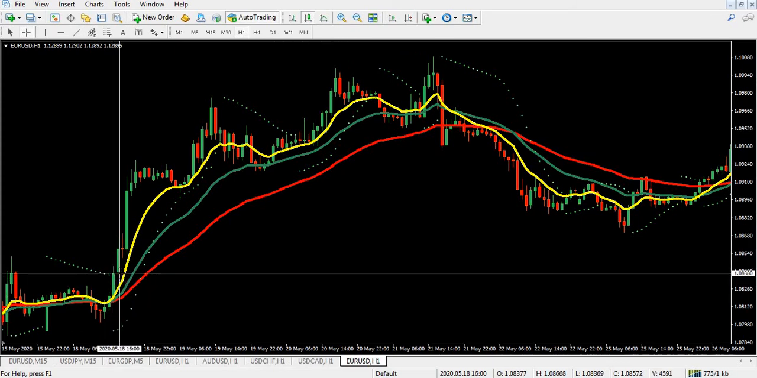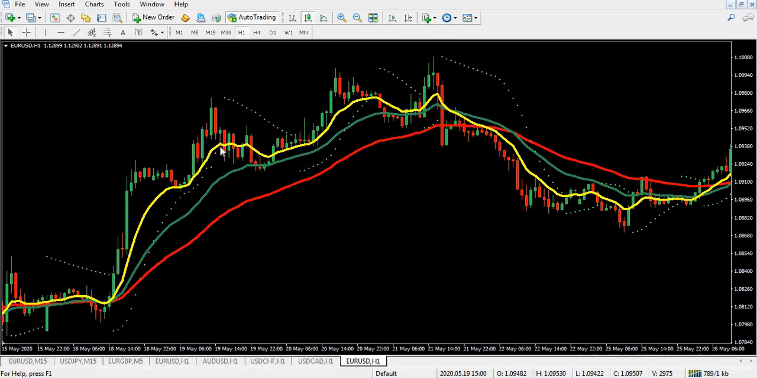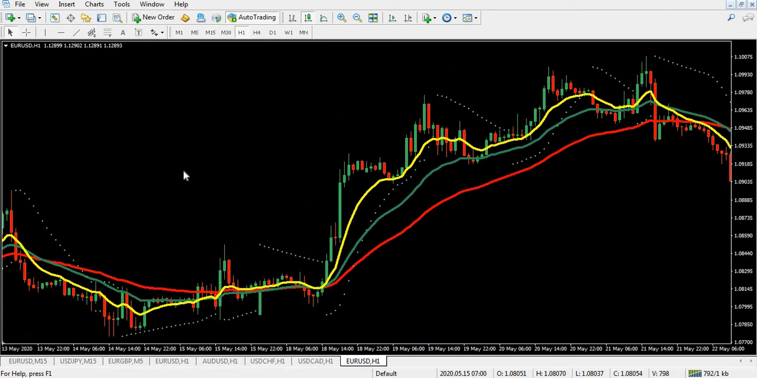The beauty of this parabolic SAR is that we can use it as a trailing stop. So if we use this parabolic SAR as a trailing stop, and this is the last place, the last dots that we have, if our stop was right there, that will give us about 94 pips. That is a very beautiful risk to reward ratio right there.